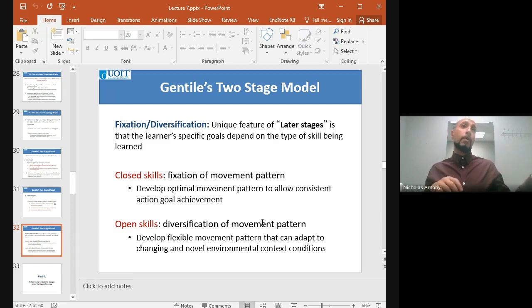So both the Fitts and Posner and Gentile 2-stage models are similar in that they're talking about the initial cognitive stage, learning what to do, how to do it, figuring out the regulatory conditions, and then developing consistency and economy of effort to get to a point where it becomes automatic. However, Gentile's 2-stage model relates this to regulatory conditions, and talks about the differences in that later stage and how it would change between open versus closed skills.